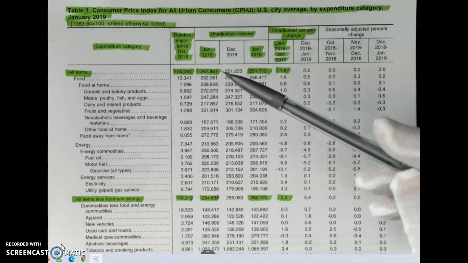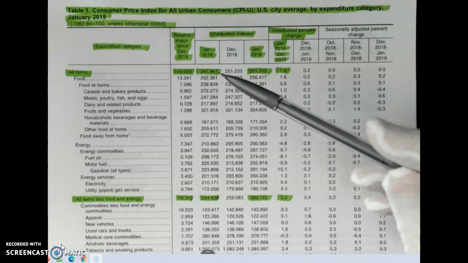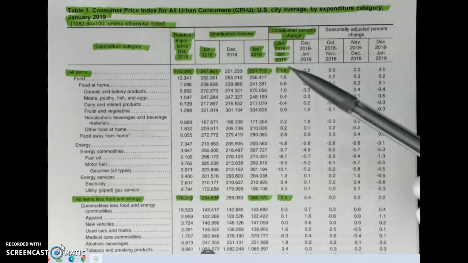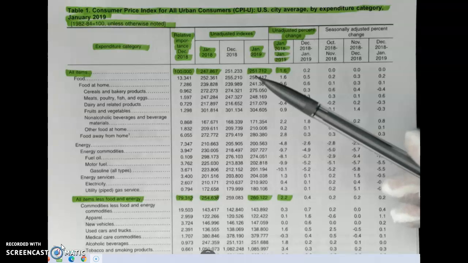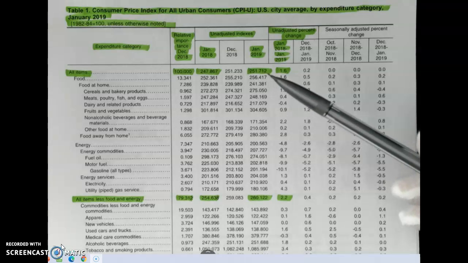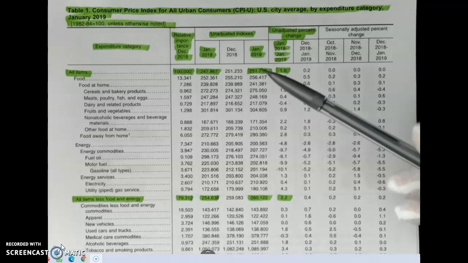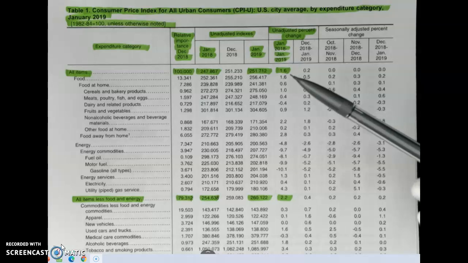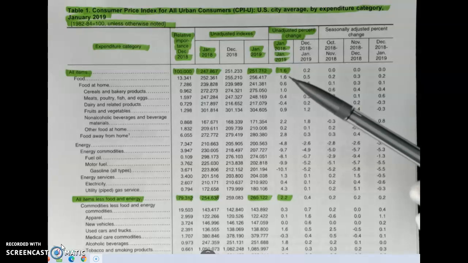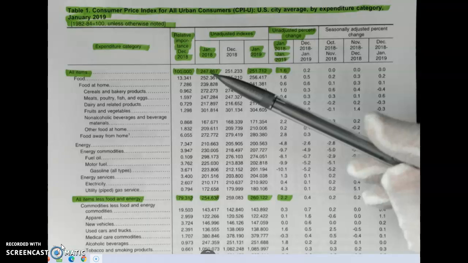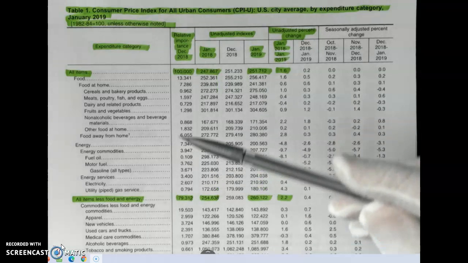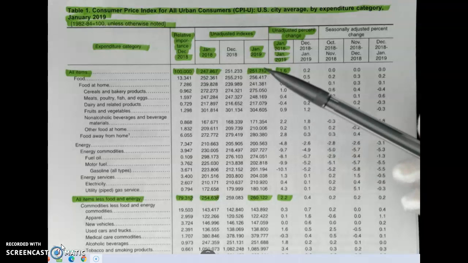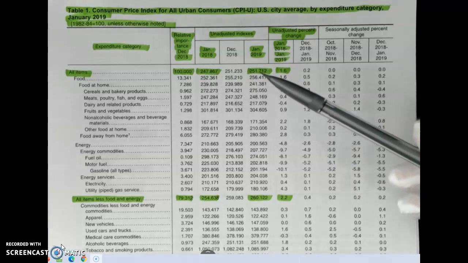So for all items in January 2018, the index was at 247.867. By January 2019, it went up to 251.712. From these two numbers, we can calculate an inflation rate. Remember, the consumer price index basket, all these items in here, they stay fixed over time. So any change in the index must reflect price changes.